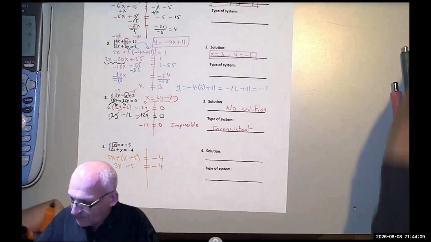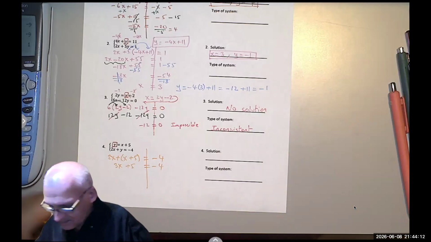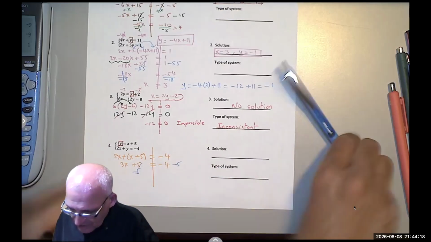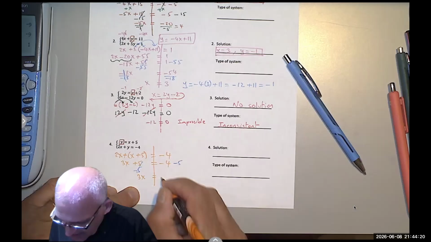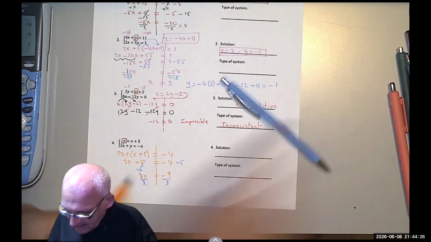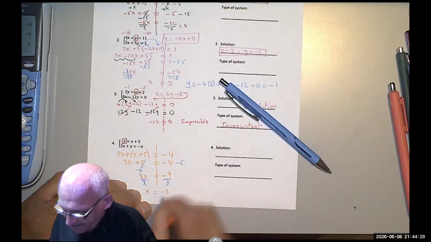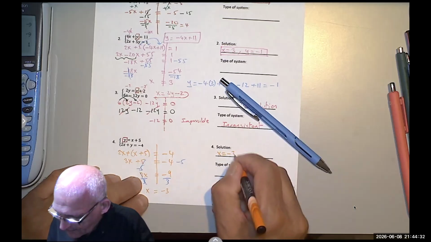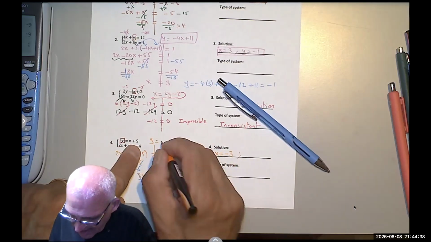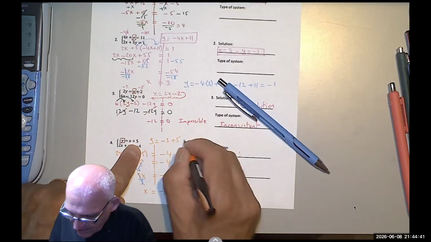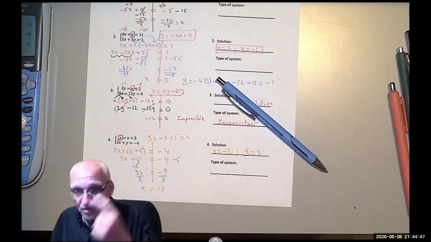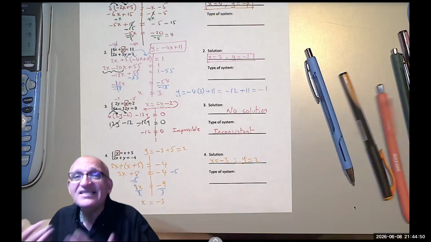I'm going to subtract 5 from both sides. So I get 3x equals negative 9. I'm going to divide both sides by 3, and I get x equals negative 3. Now, how about y? I already know y equals x, which is negative 3 plus 5. 5 minus 3 is 2. So y equals 2. So this system is consistent, meaning it has a unique solution or infinitely many solutions, but at least it has a solution.